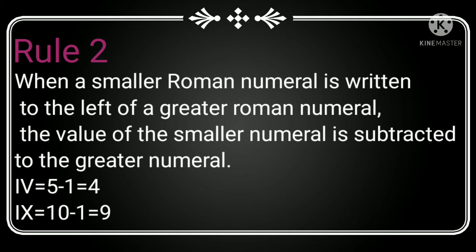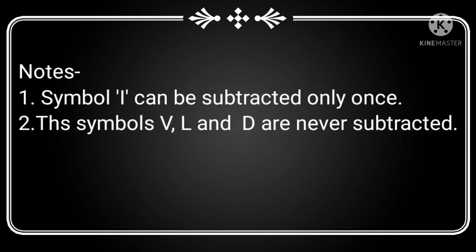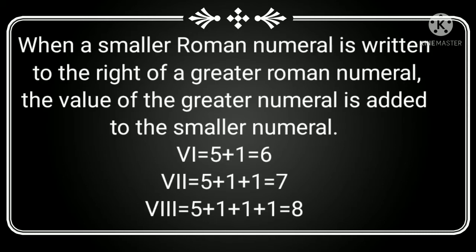Next example, for 9, IX stands for 9. That means 10 minus 1 is equal to 9. While following this rule, we need to note that the symbol I can be subtracted only once, and the second point is the symbols V, L and D are never subtracted. Now we can write the Roman numerals from 1 to 5. For 6 onwards, we need to follow the next rule.